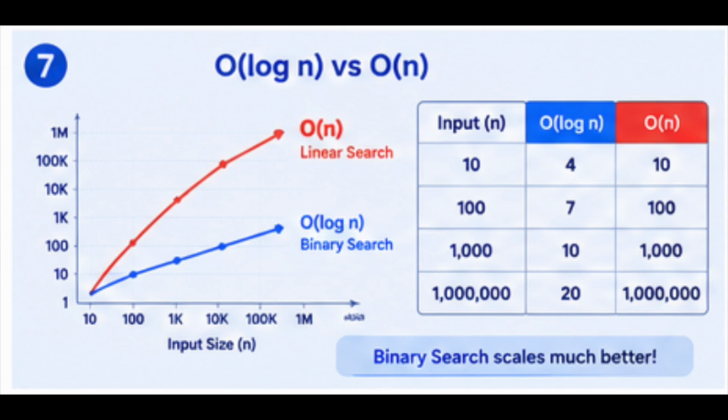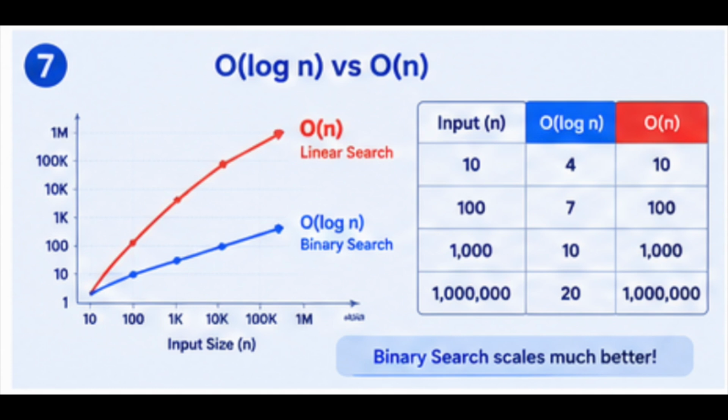Now, let's go to a real world scale. Imagine a company has 1 million customer records. If we use linear search, the computer might check 1 million entries in the worst case. Binary search, only about 20 comparisons. Think about that. One algorithm needs 1 million steps, the other needs only 20. That is an enormous difference.